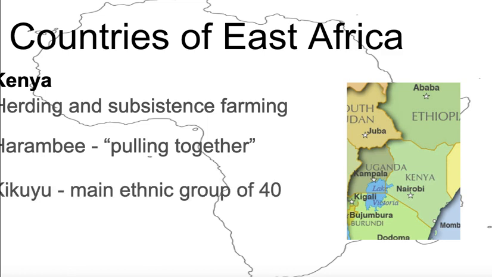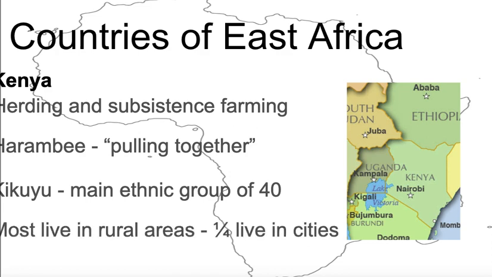The Kikuyu is the main ethnic group in Kenya. There's about 40 other ethnic groups, but this one makes up about a fourth of the population. If you visited Kenya, you would discover that most Kenyans live in rural areas. Nairobi is the largest city. It's got about 1 million people in it, and it is also a port area, which means that it's a place where they ship stuff out and receive imports and exports, and so it does a lot for their ocean going trade.